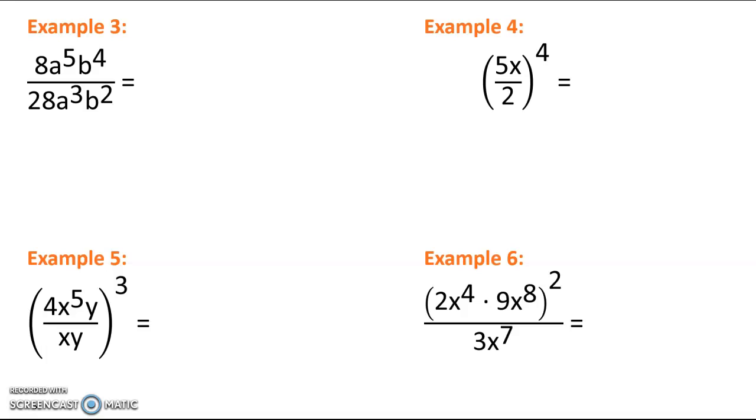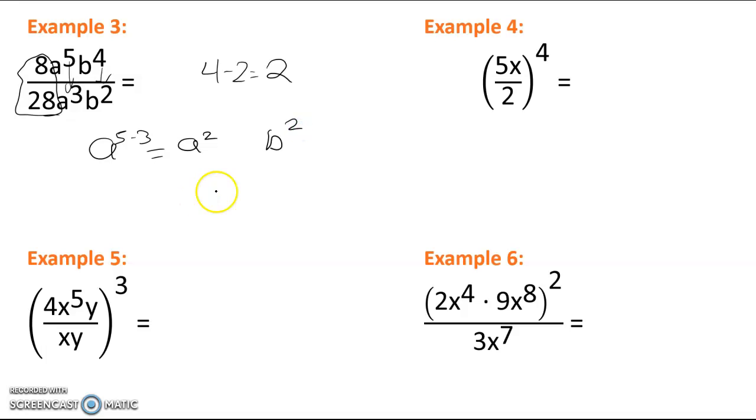So I got example number 3 here. I got 8, a to the 5th, b to the 4th on the top, and then 28, a cubed, and b squared on the bottom. I'm going to worry about the exponents first. I'll come back to this 28 and 8 right there. So let's worry about these first. A to the 5th power over a to the 3rd power. Again, I got 5 over 3, so I'm just going to do 5 minus 3. We're going to subtract these exponents. So it's going to turn into a to the 5th minus 3, which turns into a squared. B to the 4th power over b squared means 4 minus 2, which again just equals 2. So it's going to be b squared.